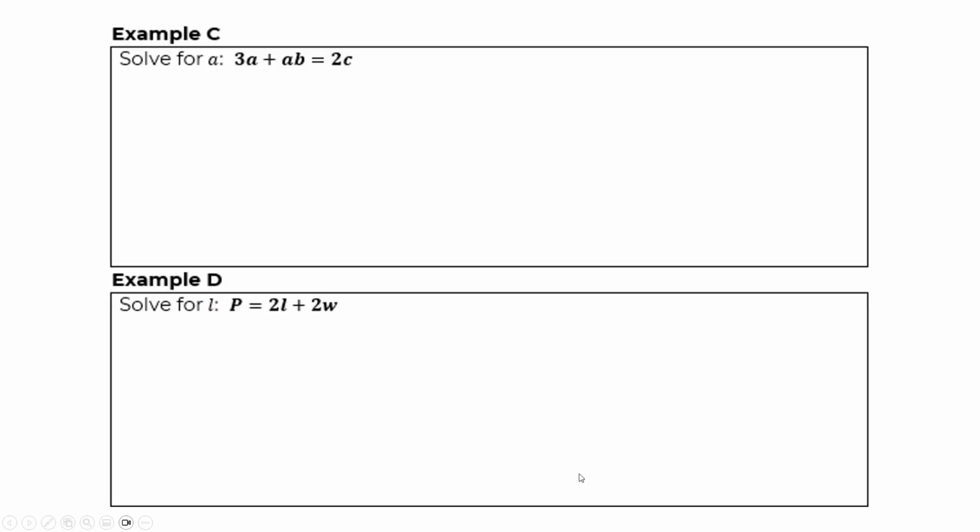All right, 2 more examples to go over here. We have to solve for a now. Finally, we're not going to solve for x. So we're going to solve for a. The problem is that we have 3a plus ab. So we have 2 terms here that have a factor of a. Well, when there are 2 terms with the variable a, we actually have to factor out the a in order to try to finish rearranging this formula or this equation.